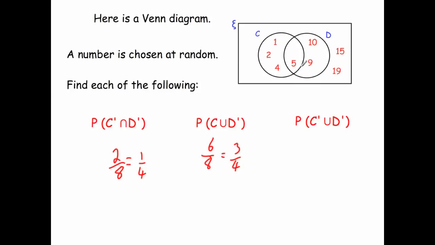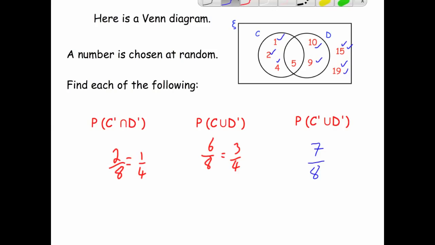So not C would be the 10, the 9, the 15, or the 19. Not D would be the 15 and 19 again, but also the 1, the 2, and the 4. So the probability of not C or not D would be any of the numbers that we've ticked. So it's going to be 7 over 8.